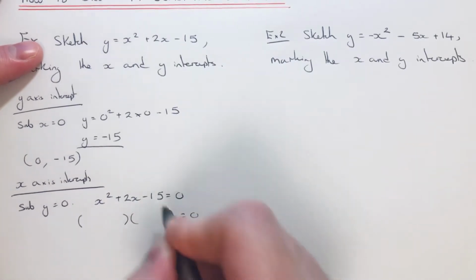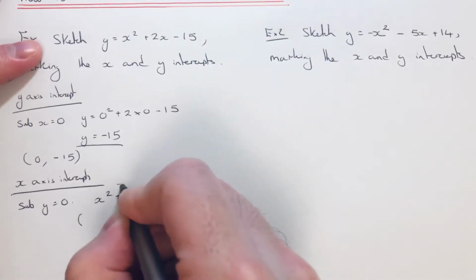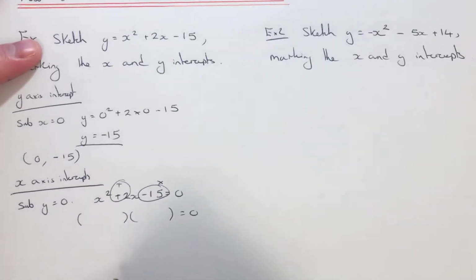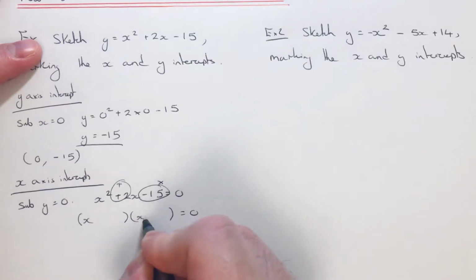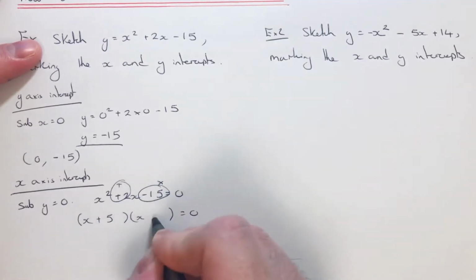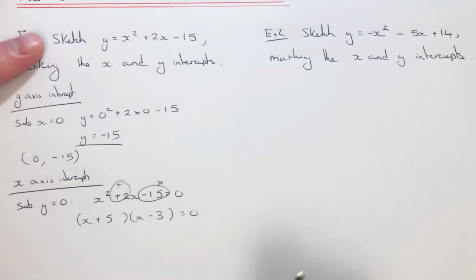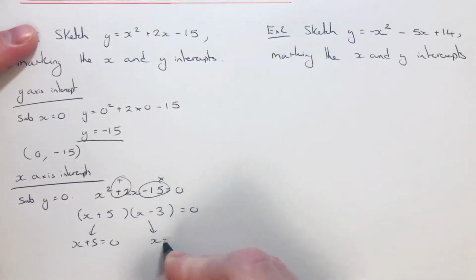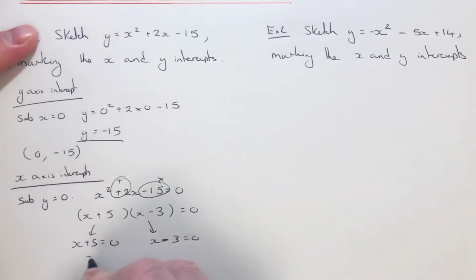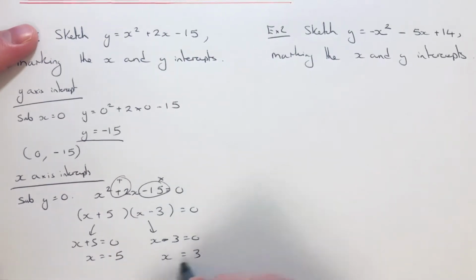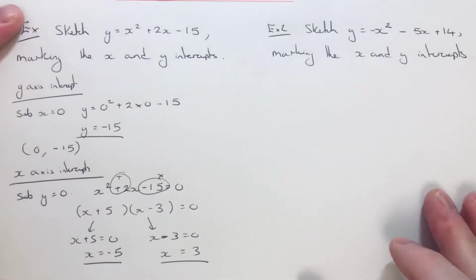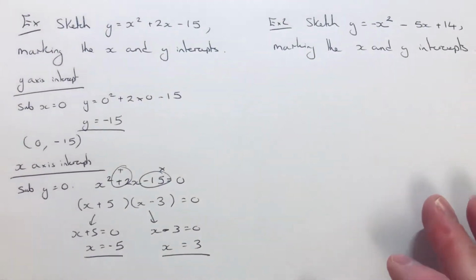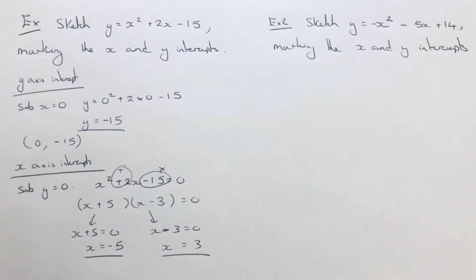So it needs to multiply to give us minus 15, add to give us plus 2. So the numbers we're looking for are plus 5 and minus 3. Okay, so our solutions then would be making these two brackets equal to 0. So that will give us x equals minus 5 and x equals 3. So these are the two places where the graph crosses the x-axis.